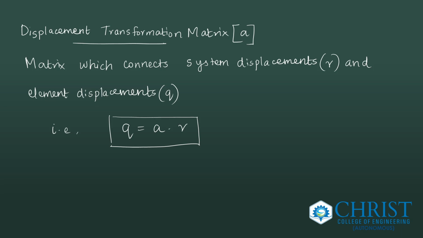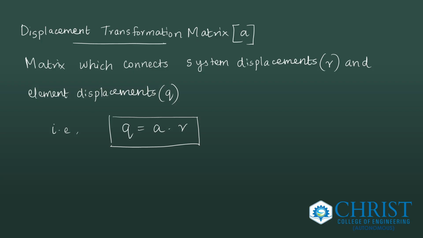So we know there is a system approach and an element approach. We are converting a system into small elements. That's why the system will have a displacement represented by the small letter r, and the element will have a displacement represented by the small letter q. So the displacement transformation matrix connects the system displacement with the element displacement. A quick recap: the force transformation matrix is a matrix which connects the system force with the element force.